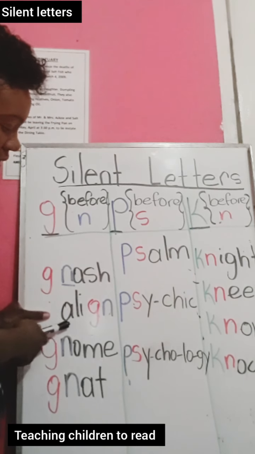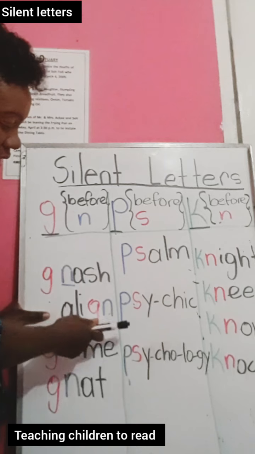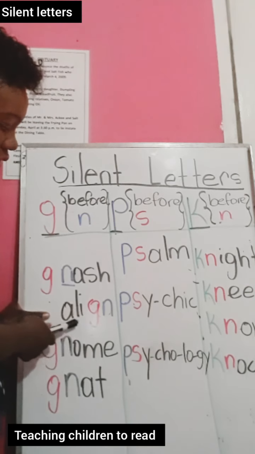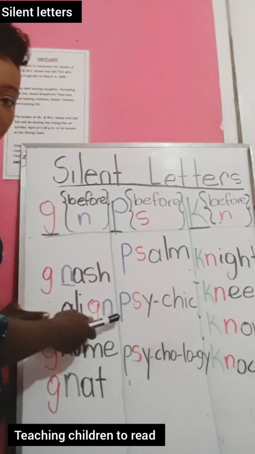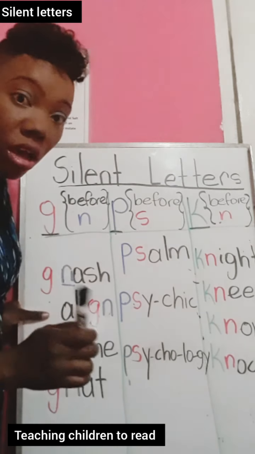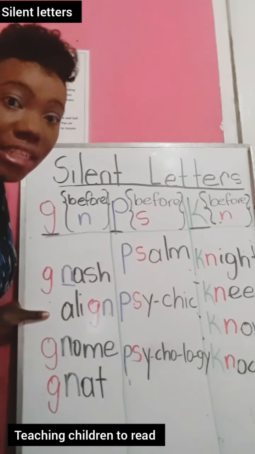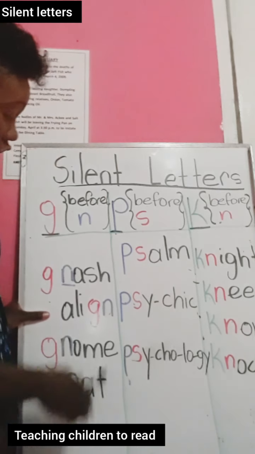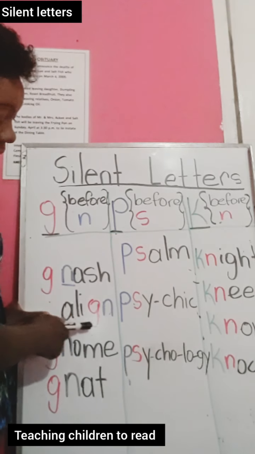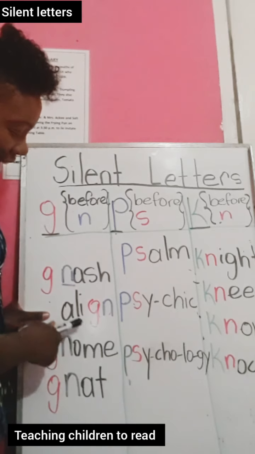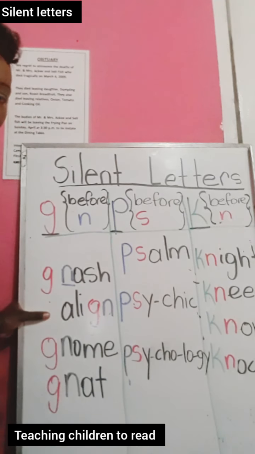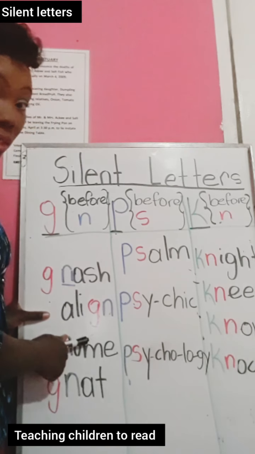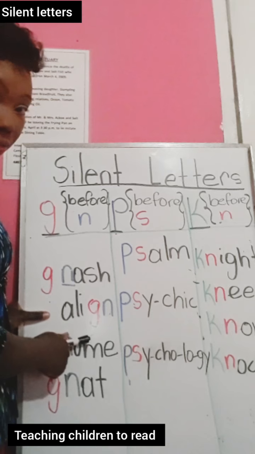Now see this word? See the G there and there's an N. You don't say it like G, no. The G doesn't talk. See the N there? When the G sees the N, it knows that it's supposed to close its mouth. So you're going to say align. Align. Don't say the name of the G. Do not say the sound, neither hard nor soft.